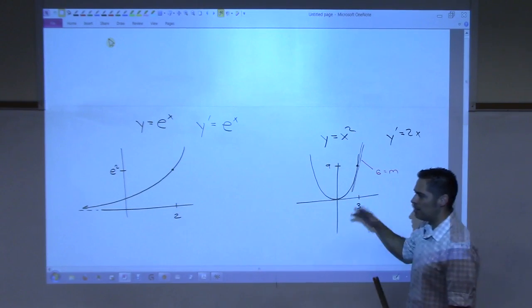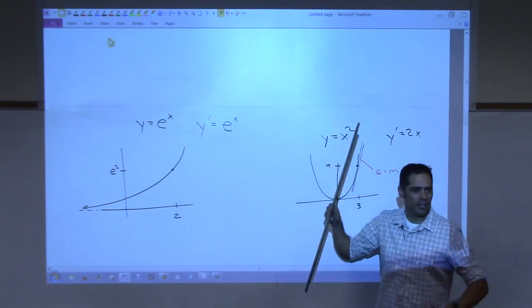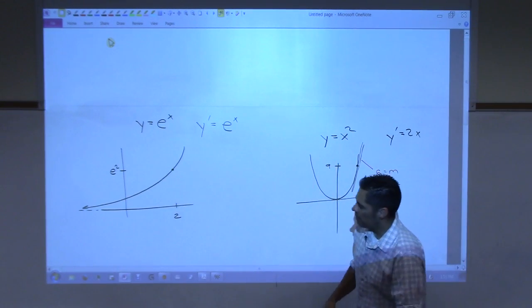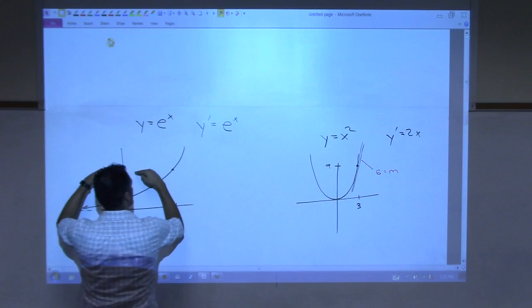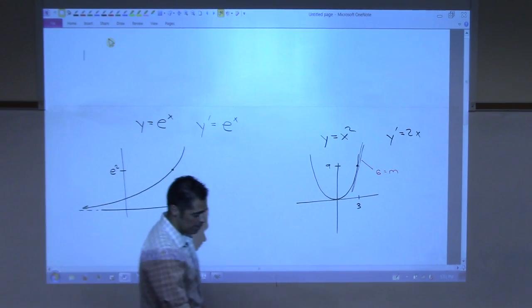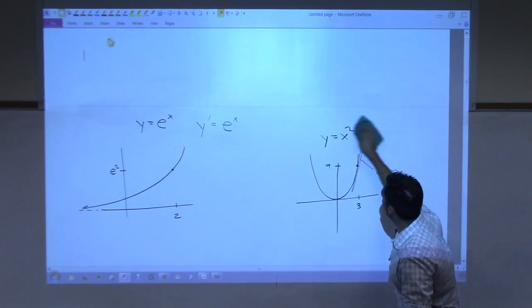You will never find another function where all you have to do to know the slope of the tangent line is to know the height of the point. There is a direct connection between how high you are and that slope. All right, so it's a very, very important function. So let's take some derivatives with it.